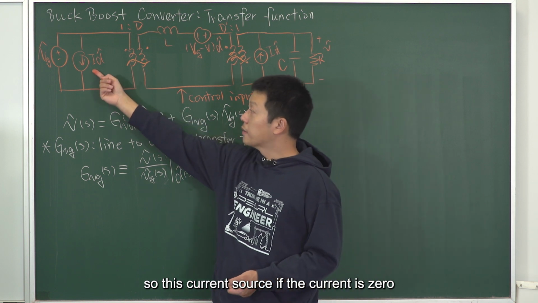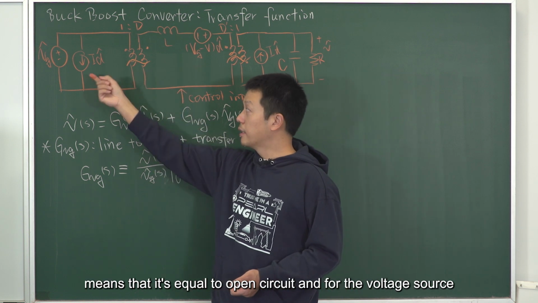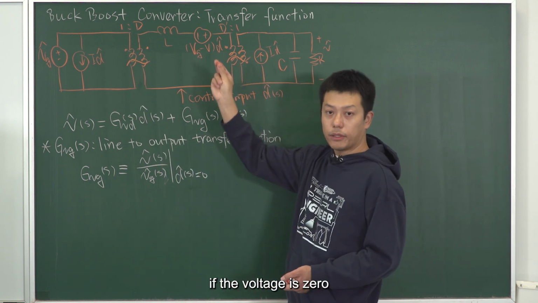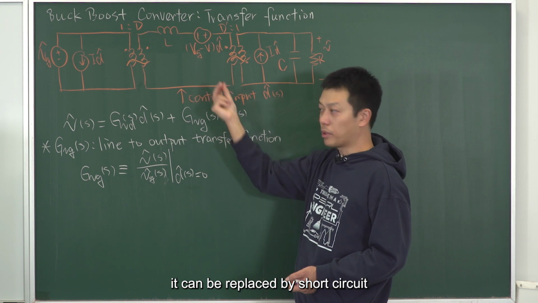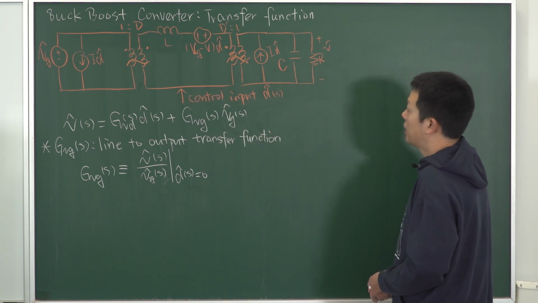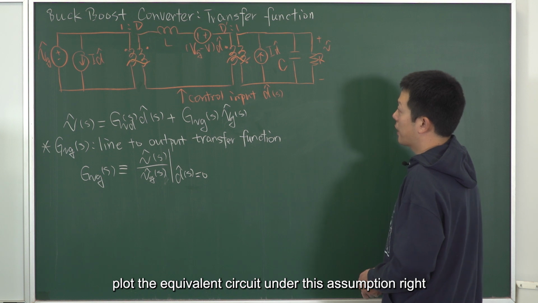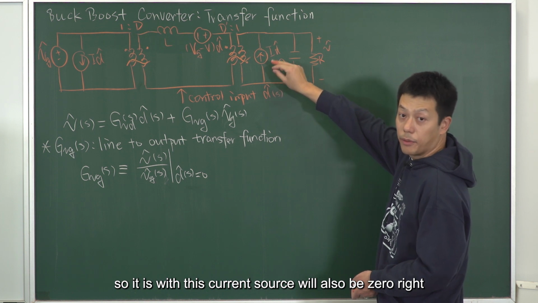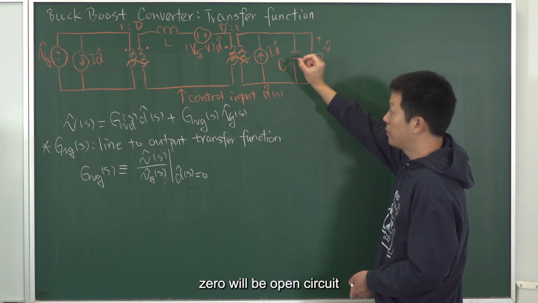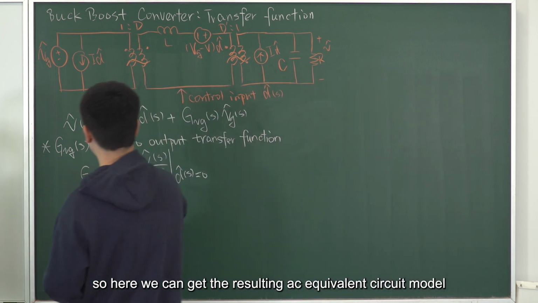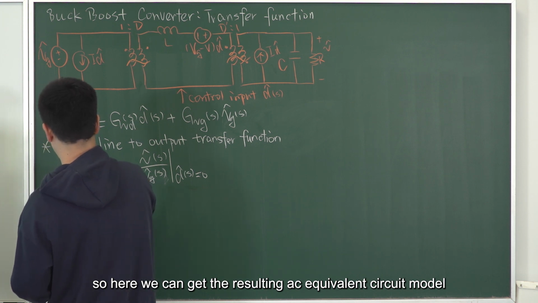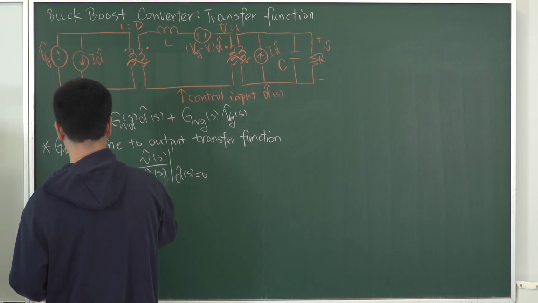this current source, if the current is 0, is equivalent to an open circuit. And for the voltage source, if the voltage is 0, it can be replaced by a short circuit, so that we can plot the equivalent circuit under this assumption. This current source will also be 0, which means open circuit. So here we can get the resulting AC equivalent circuit model.